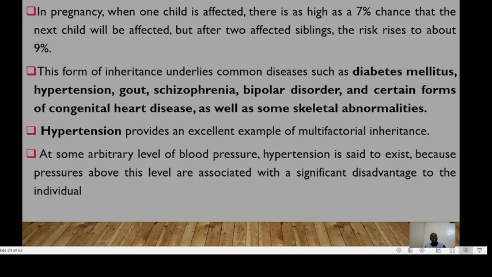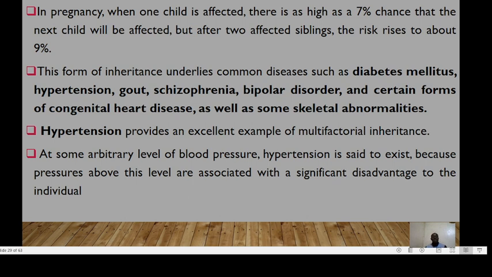So in pregnancy, when one child is affected, there is a higher chance, about 7%, that the next child will be affected. But after two affected siblings, the risk rises to about 9%. This form of inheritance underlies common diseases. These could include DM, diabetes mellitus, hypertension, gout, schizophrenia, bipolar disorder, and certain forms of congenital heart diseases, as well as some skeletal abnormalities.